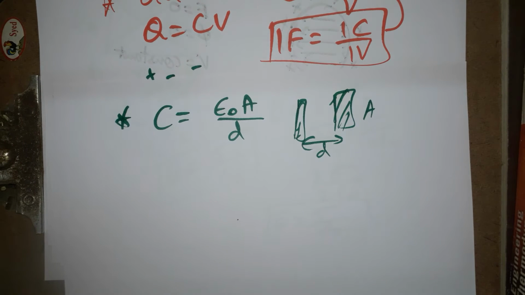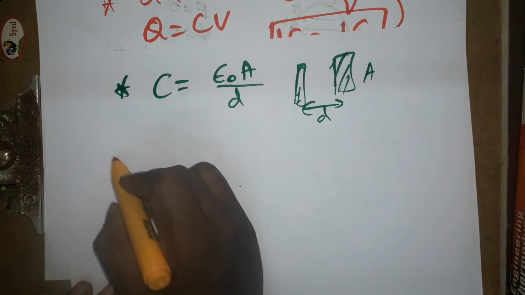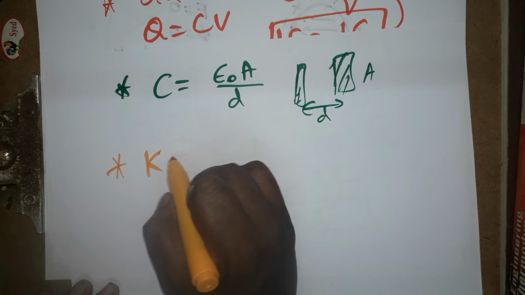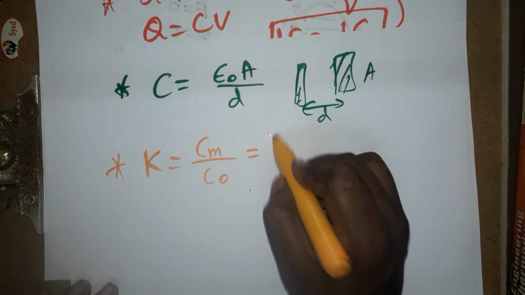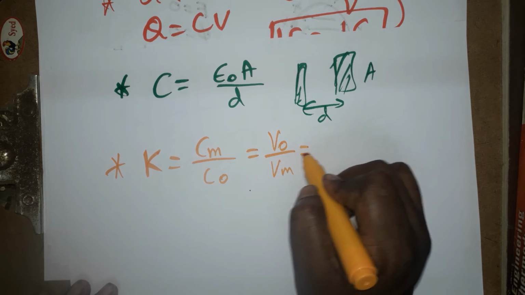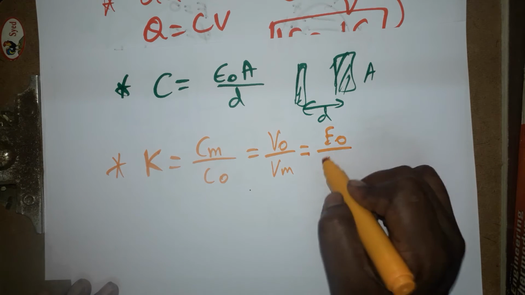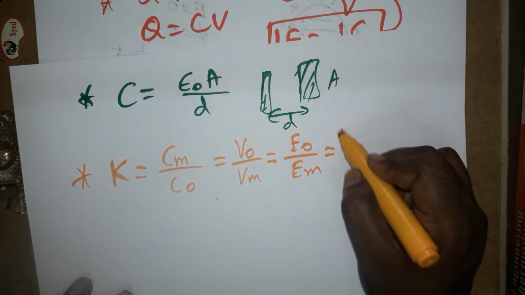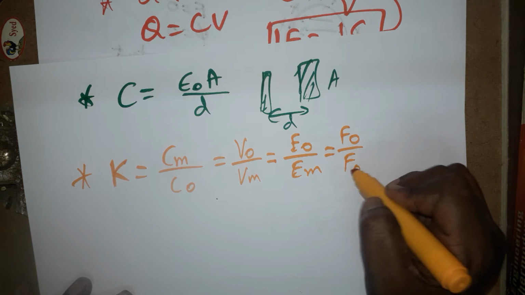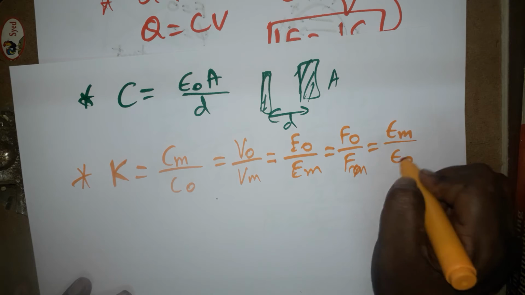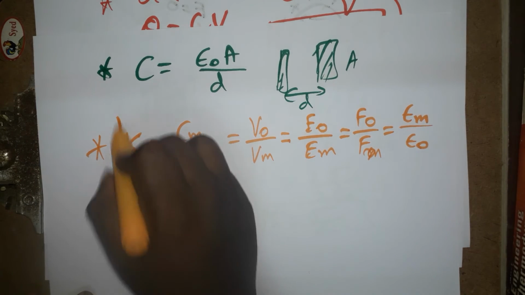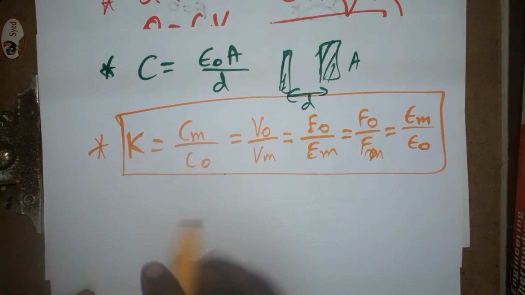The next formula I am going to do. See here, capacitance of a capacitor. Dielectric constant K is equal to capacitance in medium by capacitance in air. The same formula: voltage in air divided by voltage in medium. The same formula: electric field in air divided by electric field in medium. The same formula: force in air divided by force in medium is equal to permeability in medium by permeability in air. Like that also we can give the general formula to find the dielectric constant.